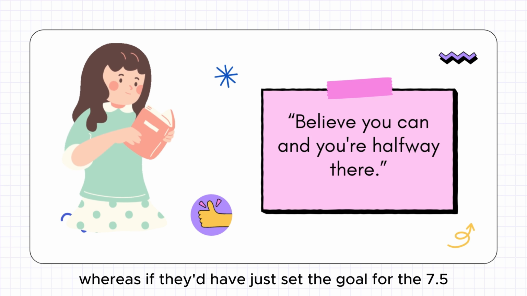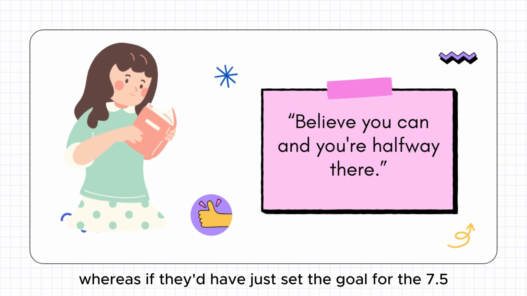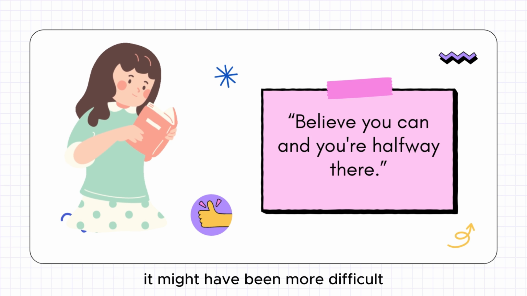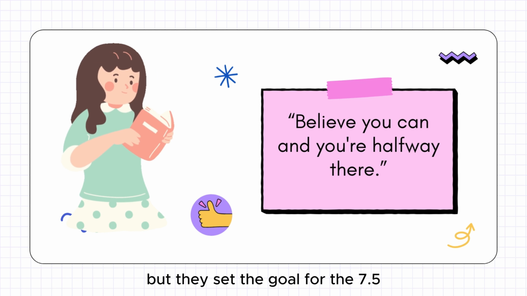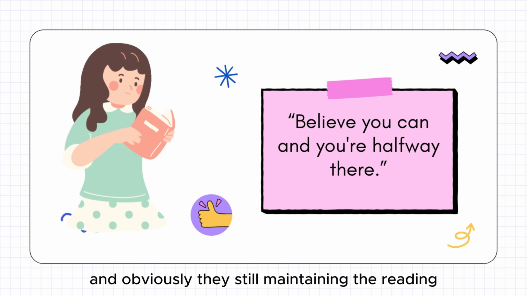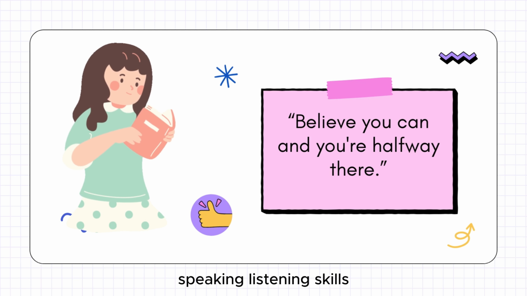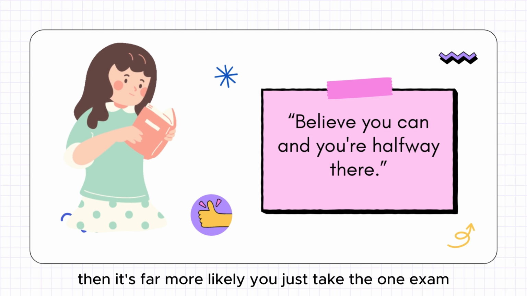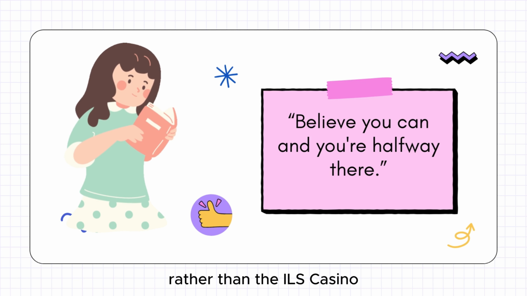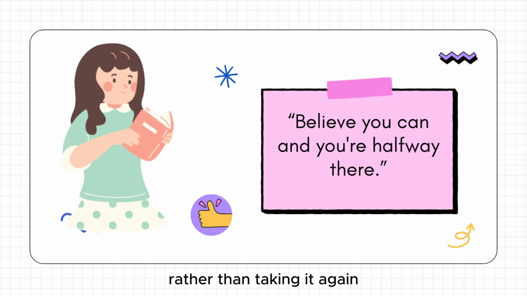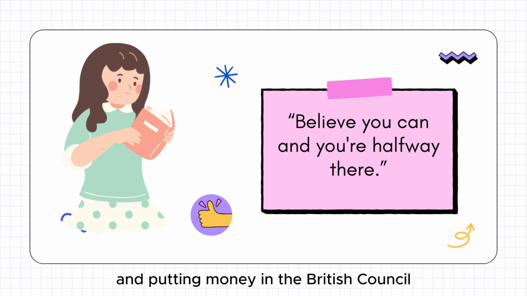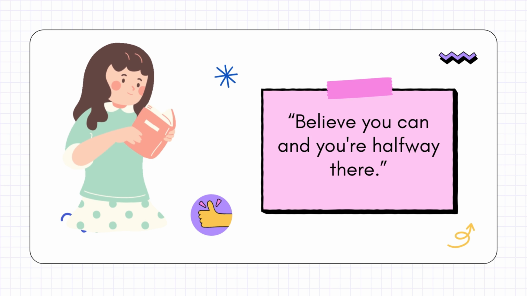Whereas if they'd just set the goal for the 7.5, it might have taken a little bit longer. It might have been more difficult. But they set the goal for the 7.5, and obviously they're still maintaining their reading, speaking, listening skills. Then it's far more likely you'll just take the one exam rather than the IELTS casino, rather than taking it again and again and putting money in the British Council, which none of us want to do.